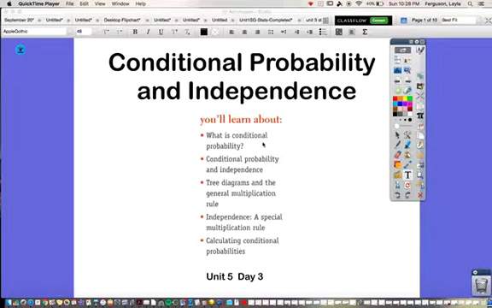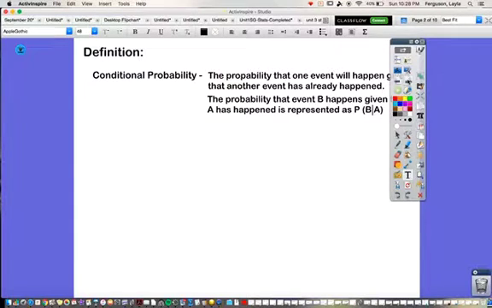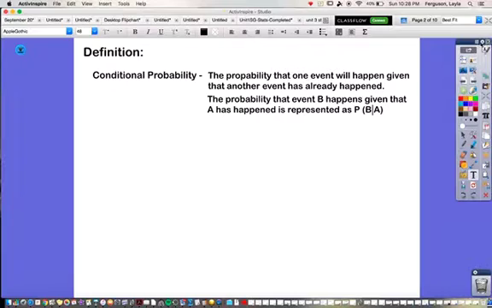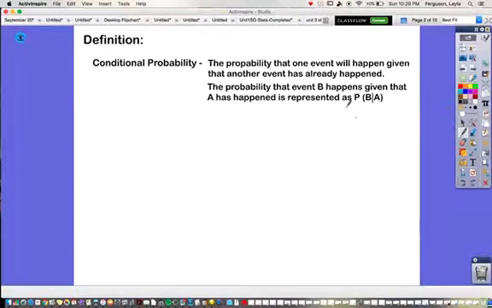This video is for Section 5.3, Conditional Probability and Independence. The first thing we're going to talk about is conditional probability. So conditional probability is the probability that one event will happen given that another event has already happened. The probability that event B happens given that A has already happened is represented by this notation right here.